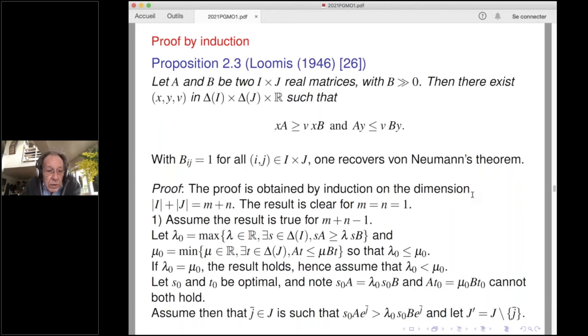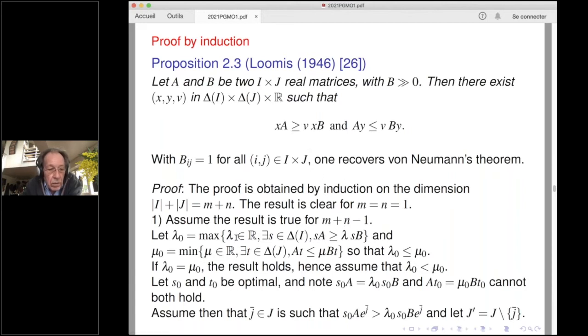So the proof of Loomis is by induction on the dimension. Obviously, if you have a one-by-one matrix, it's true, and you assume that the result is true for, so the induction is on the sum of the size of line and column, okay? So assume that the result is true for m plus n minus 1. You look at the largest number such that this is true.